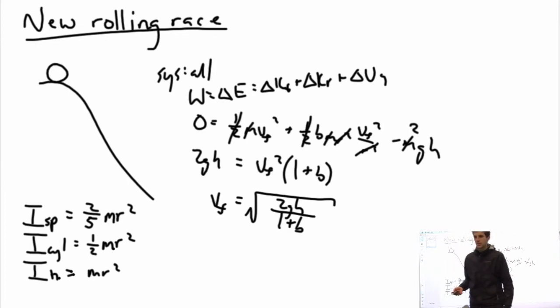And so we can say the thing with the smallest fraction outside of it, keep in mind 2/5, 1/2, and 1, the one with the smallest fraction is going to be the fastest downhill. So I claim that the sphere wins, followed by the cylinder, followed by the hoop. So that's all we have to do for this problem.